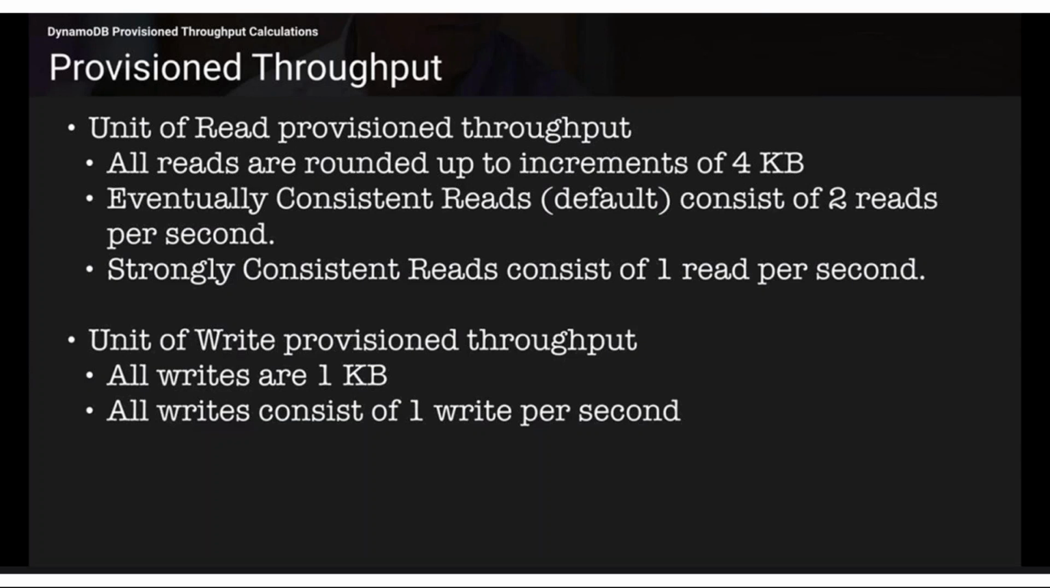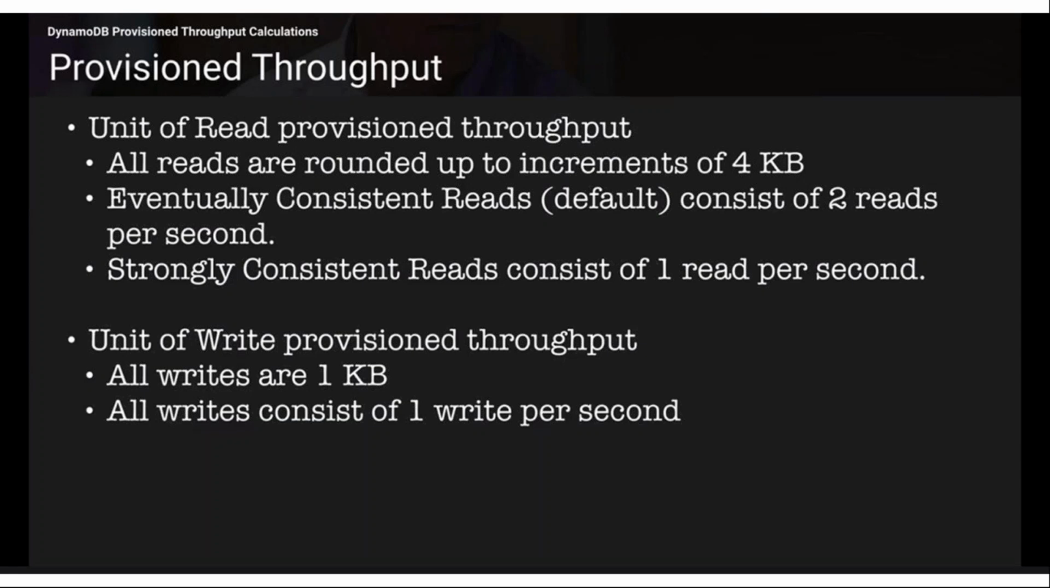Now, when we talk about write provisioned throughput, all writes are 1 KB, and every write consists of 1 write per second. So within 1 second I'll be able to do only one write, which is of size 1 KB. In the case of read, within 1 second I'll be able to read around 4 KB of data, but that depends again on whether it is eventually consistent or strongly consistent. So let's go ahead and quickly make a calculation here.